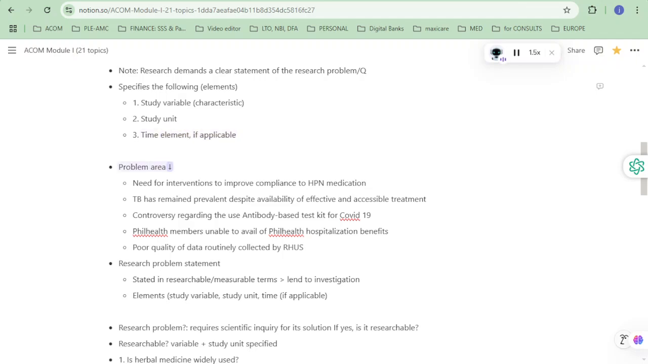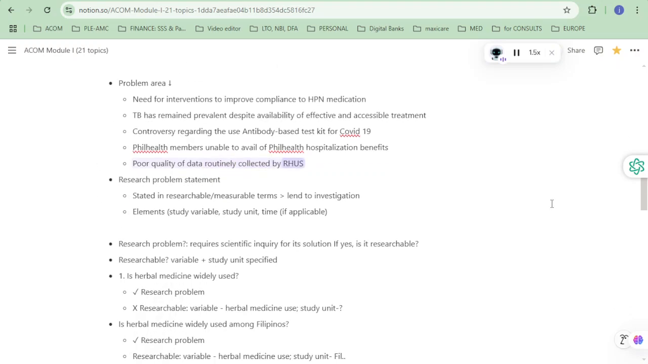Problem area examples. Need for interventions to improve compliance to HPN medication. TB has remained prevalent despite availability of effective and accessible treatment. Controversy regarding the use of antibody-based test kits for COVID-19. PhilHealth members unable to avail of PhilHealth hospitalization benefits. Poor quality of data routinely collected by RUS.